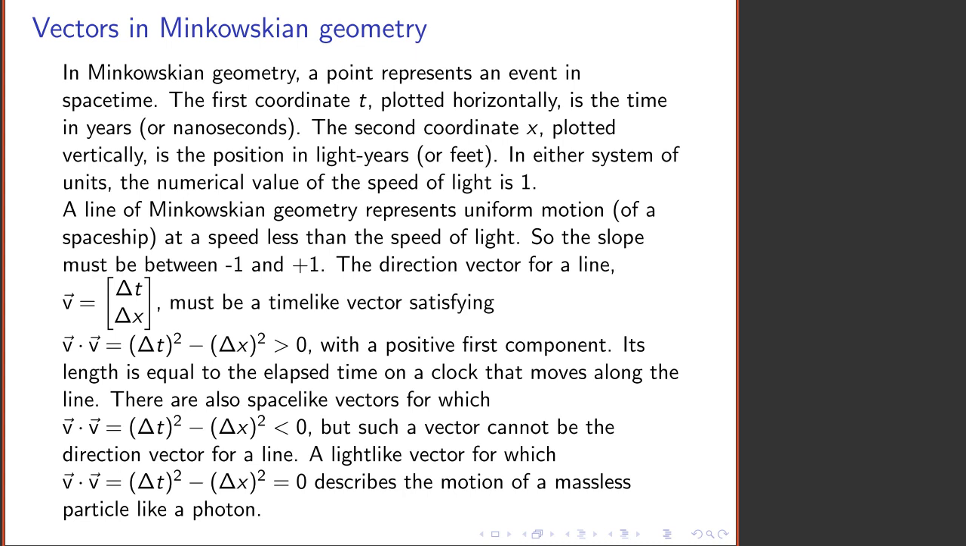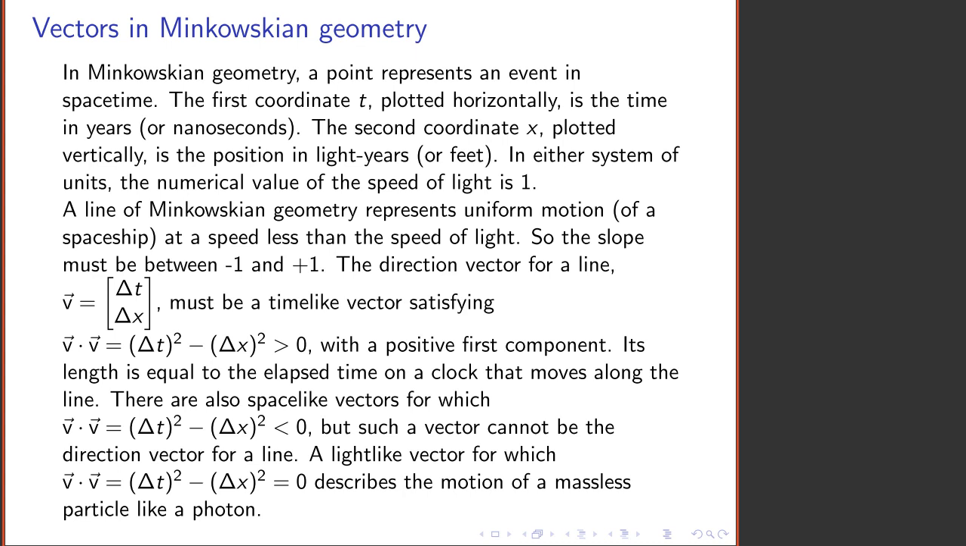Now I'm going to drop the third postulate and come up with Minkowskian geometry. In Minkowskian geometry, a point of the geometry represents an event in space-time. The first coordinate, written on top, is the time at which the event occurs, and I can specify it either in years or in nanoseconds. The second coordinate is the location along a single straight line at which the event happens. Again, I specify the position either in light years or in feet.